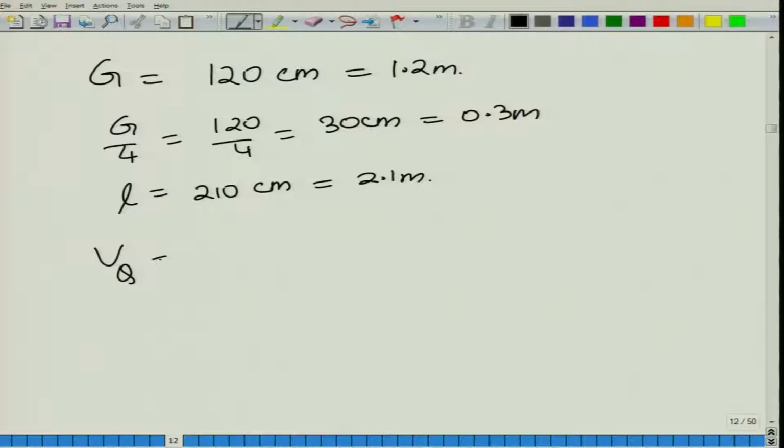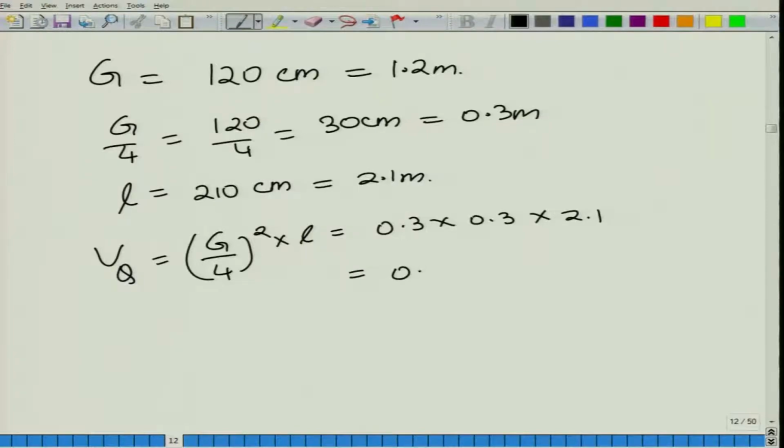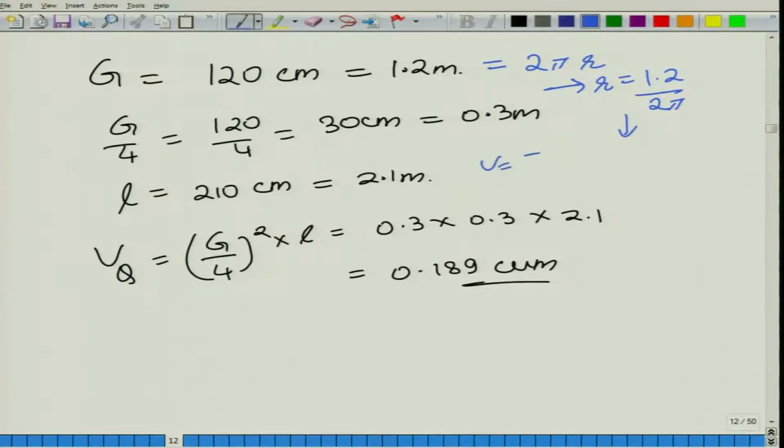The volume by the quarter girth formula is given by G by 4 square into L. So, it is 0.3 into 0.3 into 2.1, which we get as 0.189 cubic meter. Now, even though we are given the girth, if we wanted to compute the actual volume, we would have done it this way. The girth is 1.2 meter, that is 2 pi r, so r is equal to 1.2 by 2 pi, and then we would compute the volume as pi r square into the length of the solid.